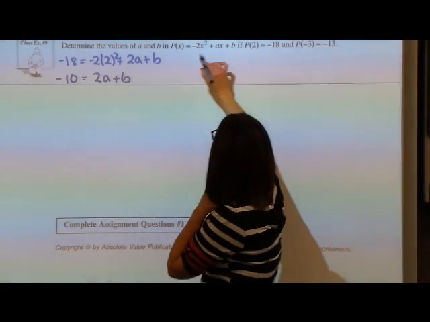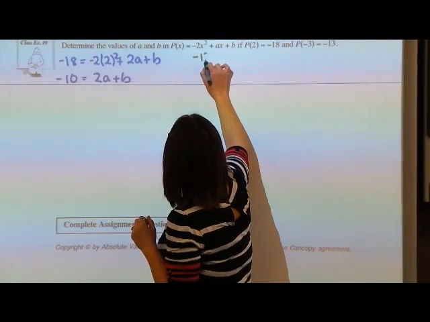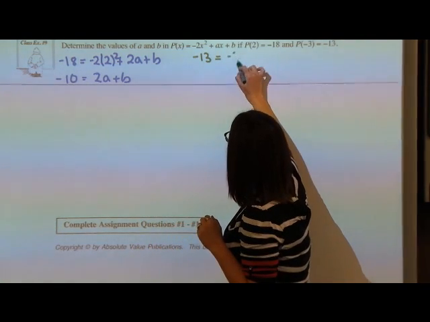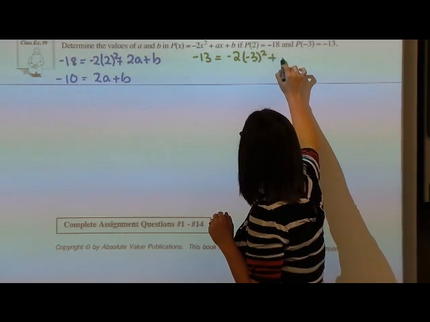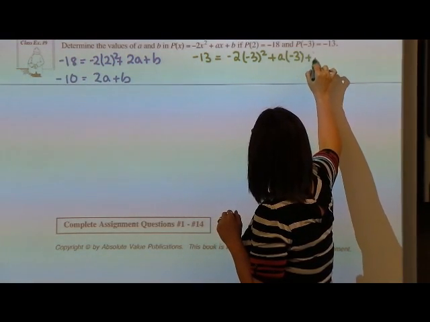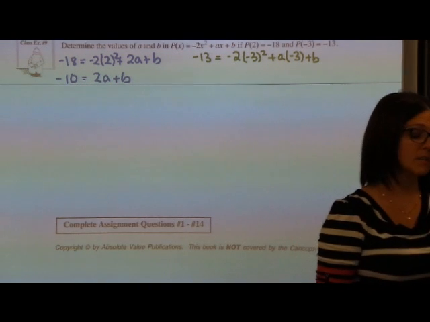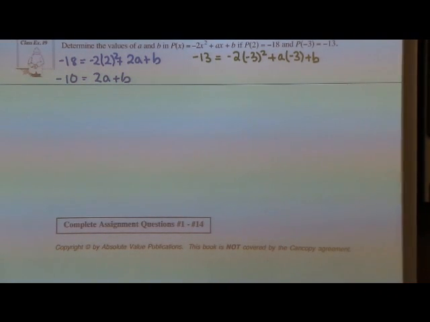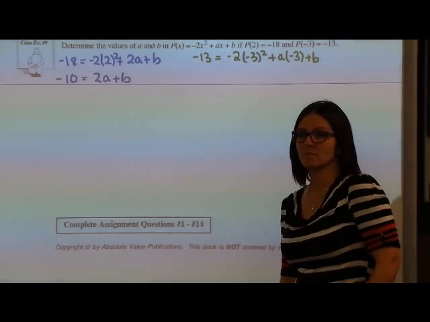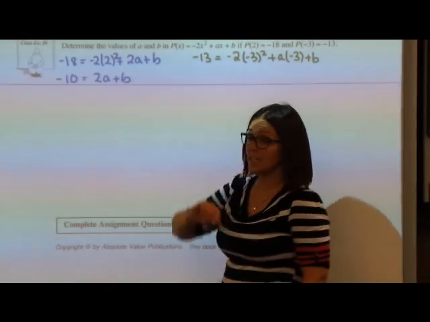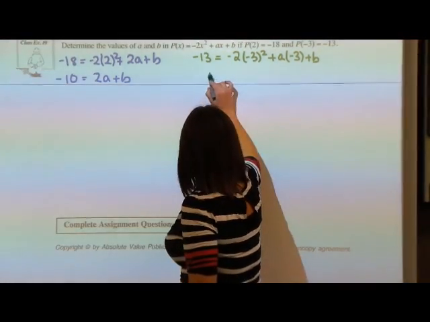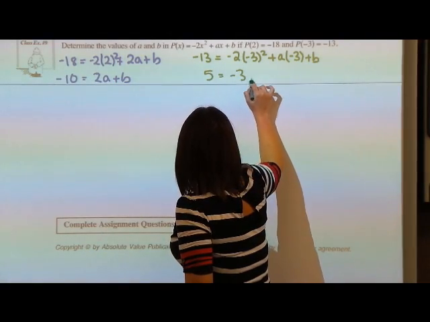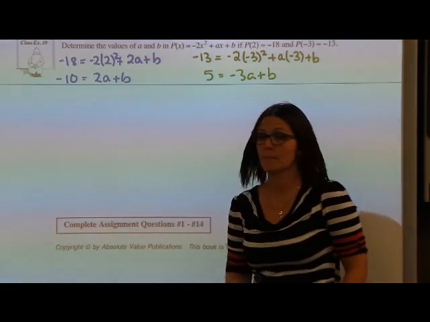If I replace x with negative 3, I get negative 13. So negative 2 times negative 3 squared plus A times negative 3 plus B. So negative 3 squared is 9. 9 times negative 2. Bring the negative 18 to the other side, it becomes positive, and then I get positive 5. So 5 equals negative 3A plus B.